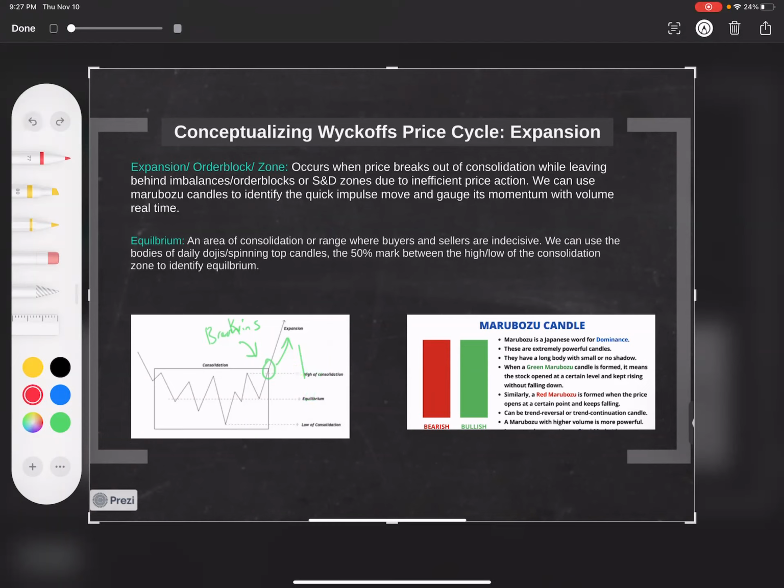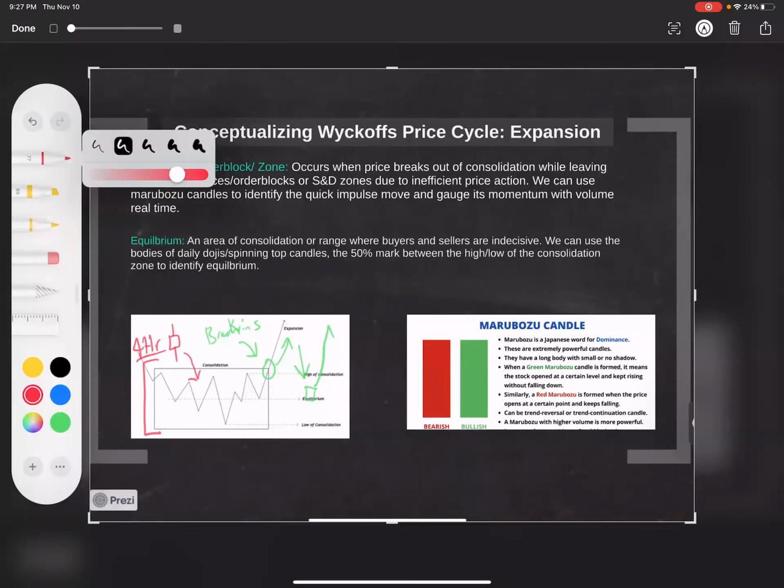So in this scenario, we're going to assume that this range is our 4-hour range. We might see a 4-hour doji or something at supply. But when we zoom in, put on our glasses, this is what our accumulation may look like on the lower time frames, 15-minute or 5-minute time frames. Okay.